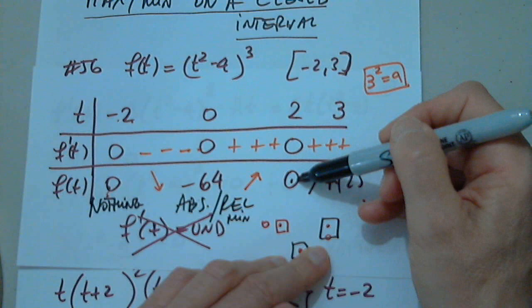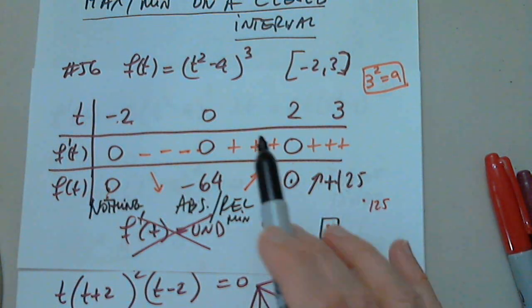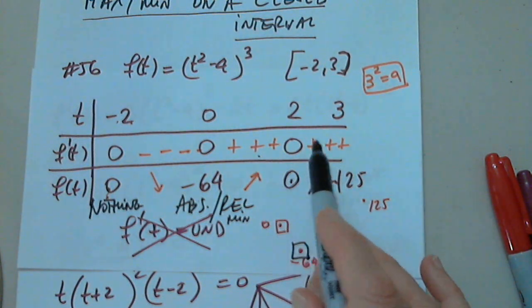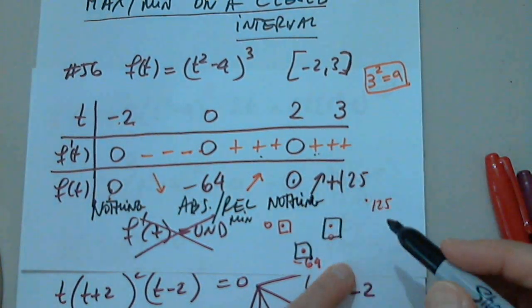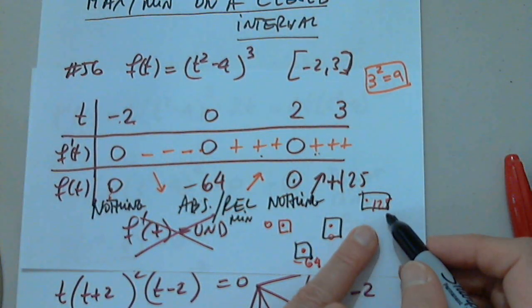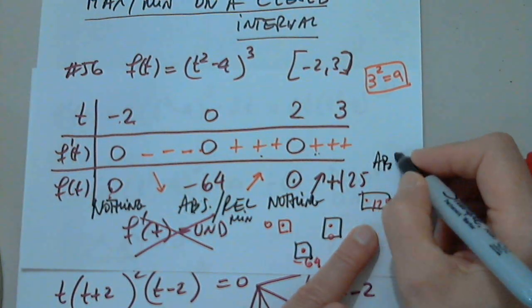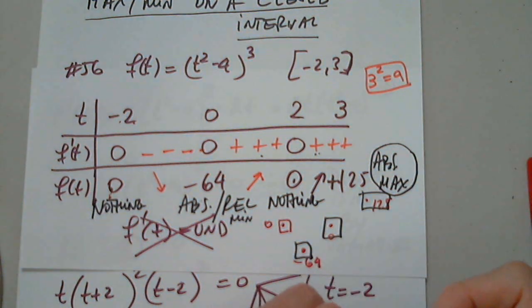What type of point is 2, 0? There is no sign change. Nothing. Nothing. Finally, what type of point is 3, 125? Absolute max. Can it be relative? No, because it's at the end point of the interval.